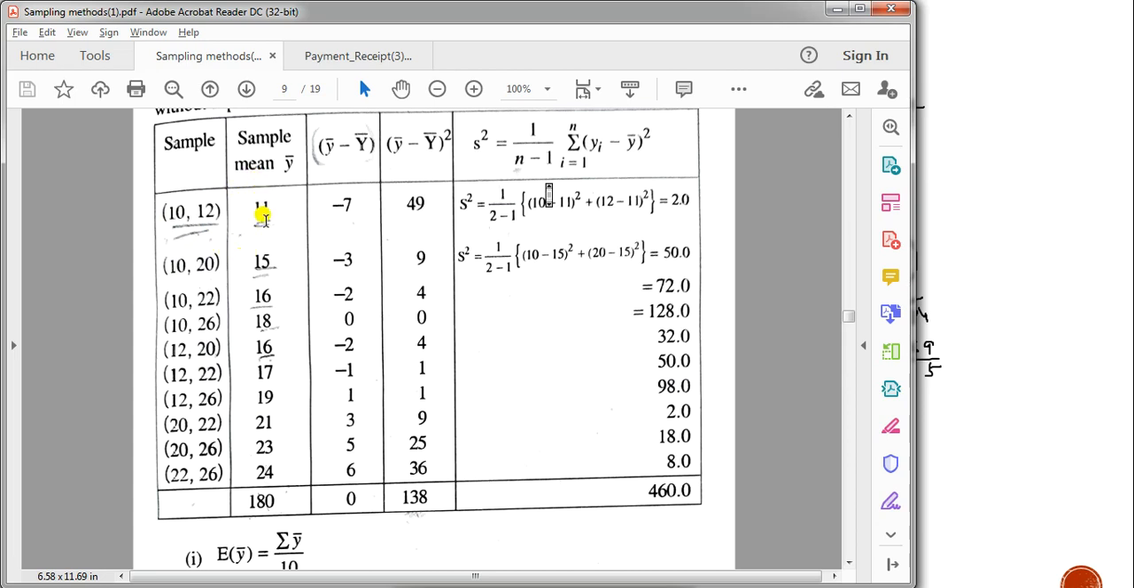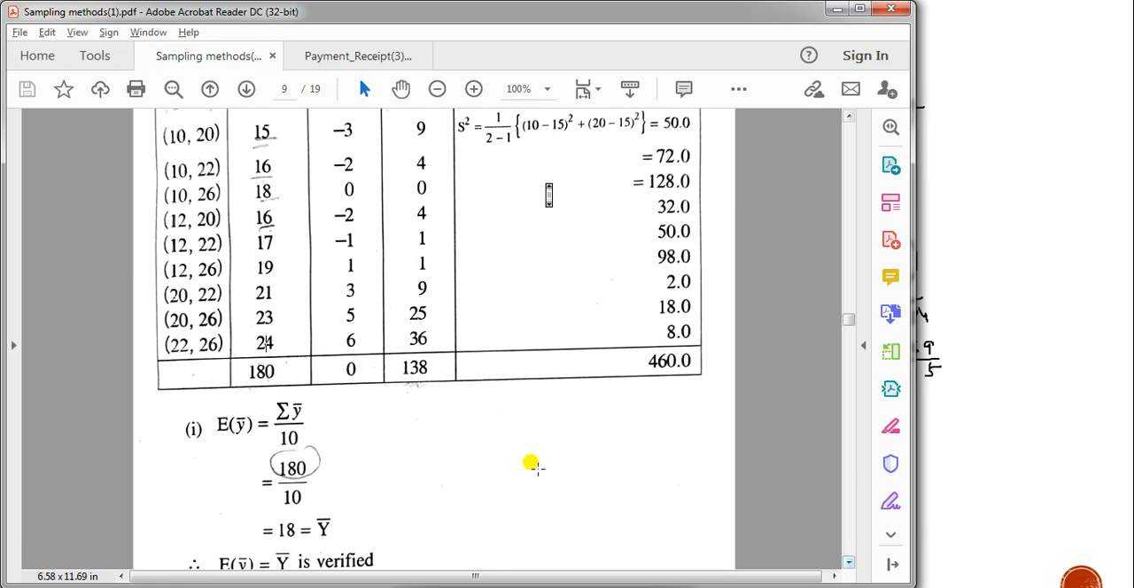So now I am taking the total of this column, which is 180. How many samples are there? 10. So this 180 should be divided by 10. So E of y bar is 180 divided by 10. So E y bar upon m. So what is that number?